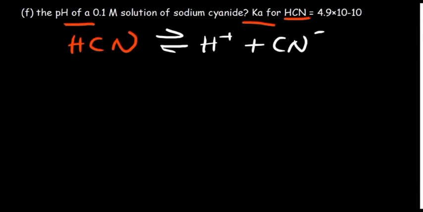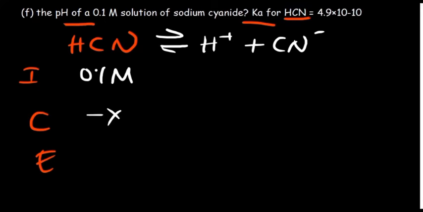Okay, so what we have is 0.1 molar concentration of the sodium cyanide. Then what we're trying to find now is the pH here. So this is the initial concentration that we have there. So what is our change? Our change is a minus x.